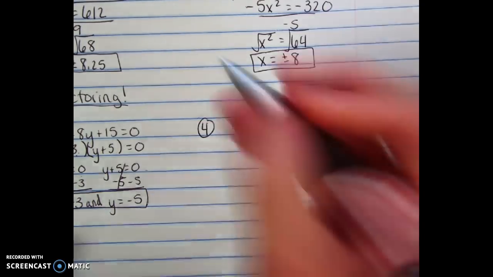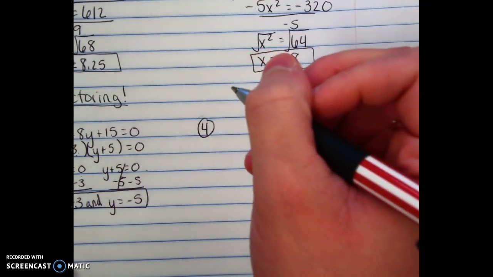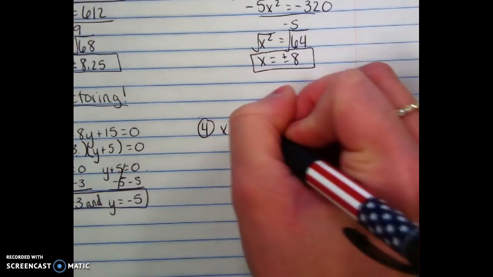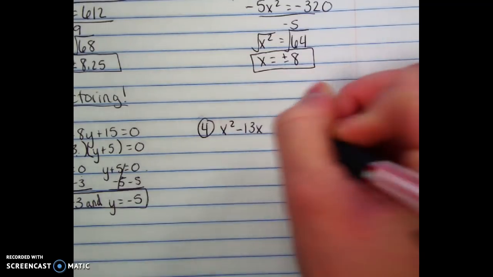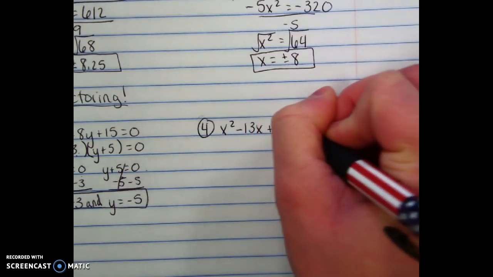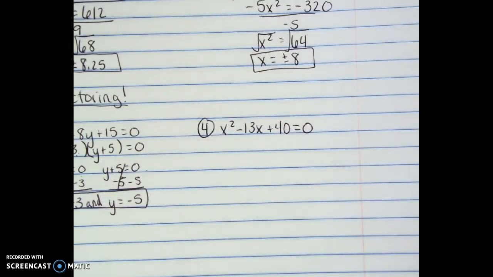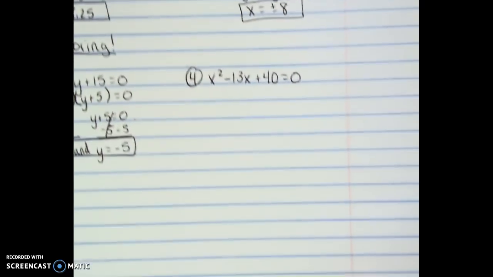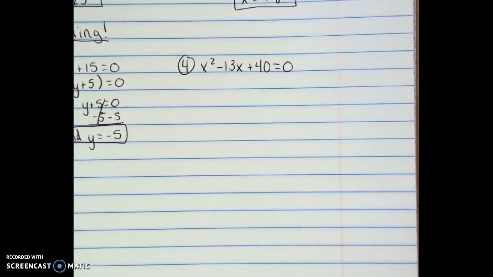Okay, this one will be x squared minus 13x plus 40 equals 0. And I would like for you to try this one on your own because you're not having to move anything around. And I am going to put the pause sign up, so make sure you have this written down. Okay, here it comes.